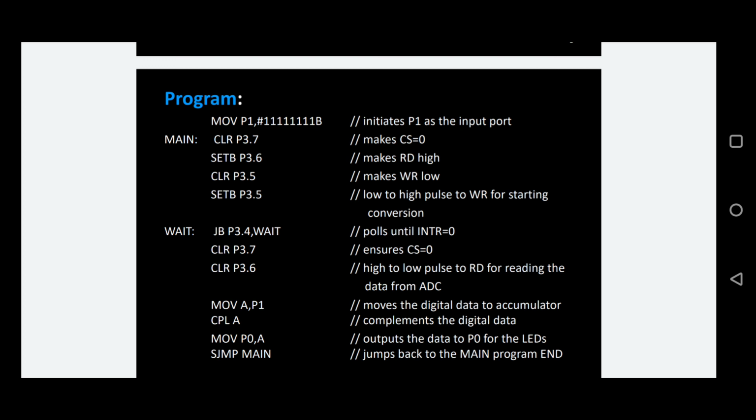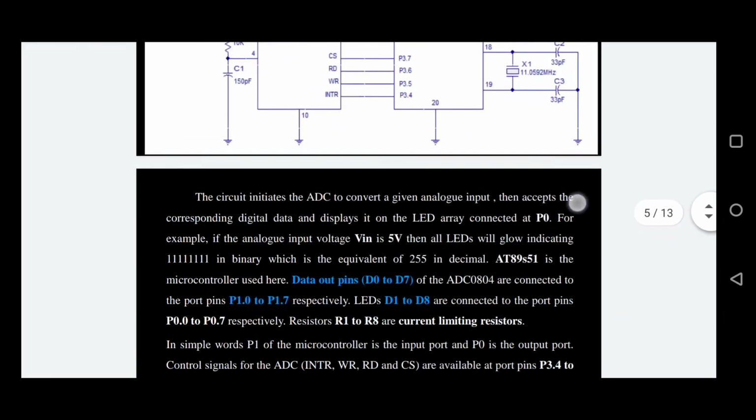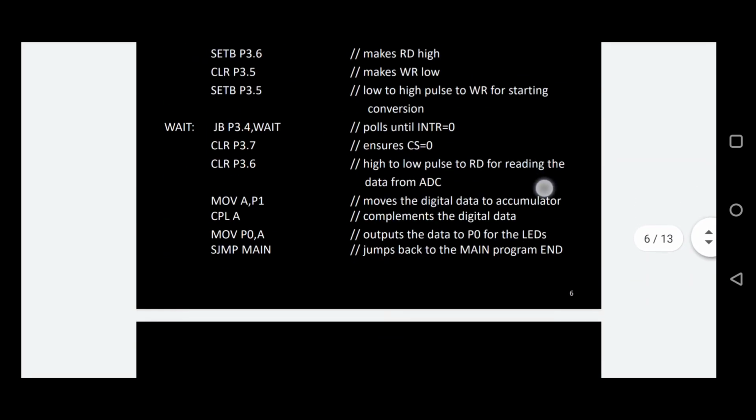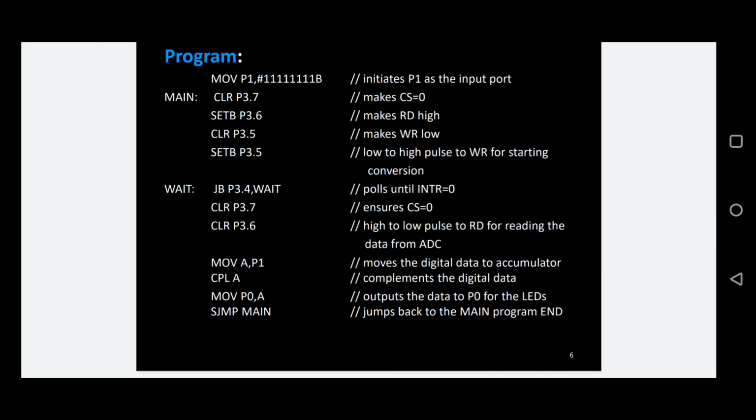And see the second and third instruction, SETB. SETB means set bit P3.6, so we set it, that is, we make read high. And again we clear port 3.5. Port 3.5 is the write pin, we clear the value, so this makes write equal to low, and again SETB port 3.5. This instruction shows we send a low to high pulse to write for starting conversion. So according to these instructions we start the conversion process.